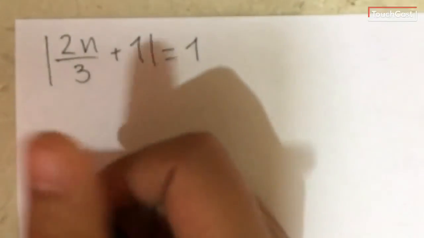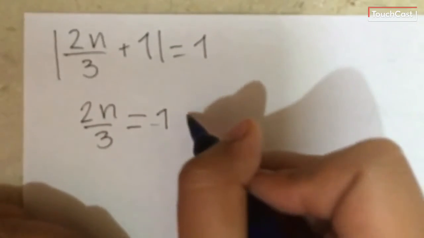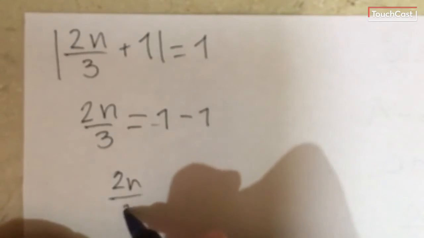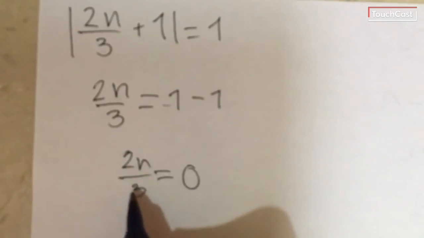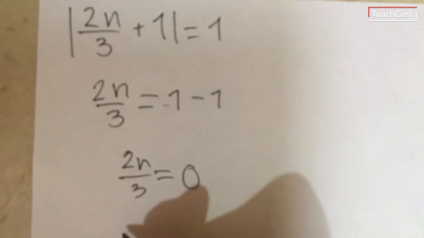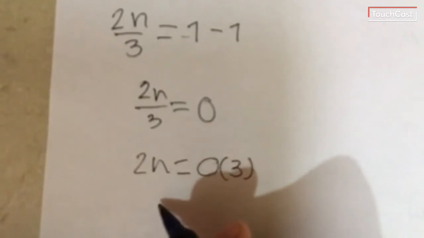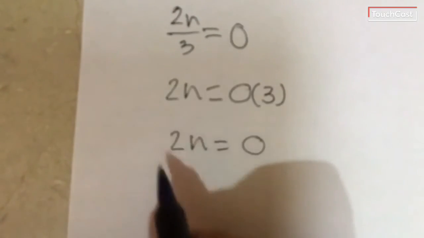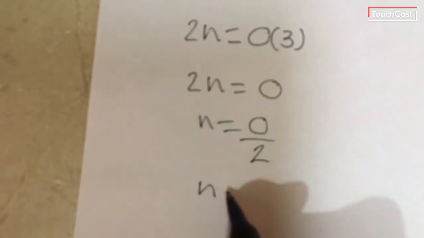And here is the last example. So we start by isolating the variable. And it becomes negative because it's adding. Then 1 minus 1 is 0. And we pass the 3. So here it's dividing, we pass it multiplying. So it's 2n equals 0 times 3, and then 0 times 3 is equal to 0, and we isolate the variable again, and we put it divided by 2, and n equals 0.